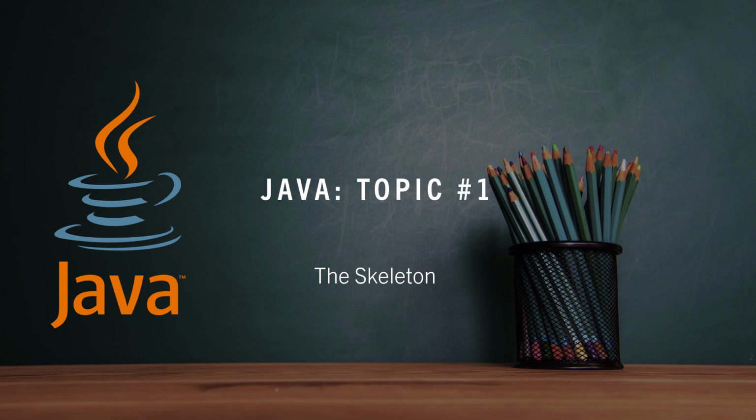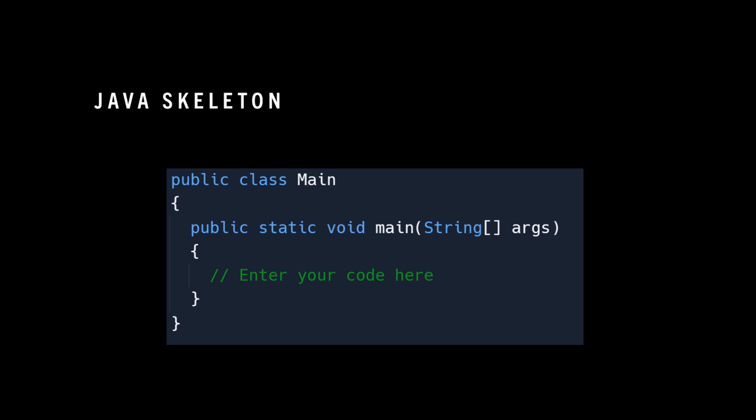Welcome to topic 1 of Java. Today we're going to be learning about the skeleton. Now, the Java skeleton, as you may know, is something that happens in every single program. It's how the program will be defined.